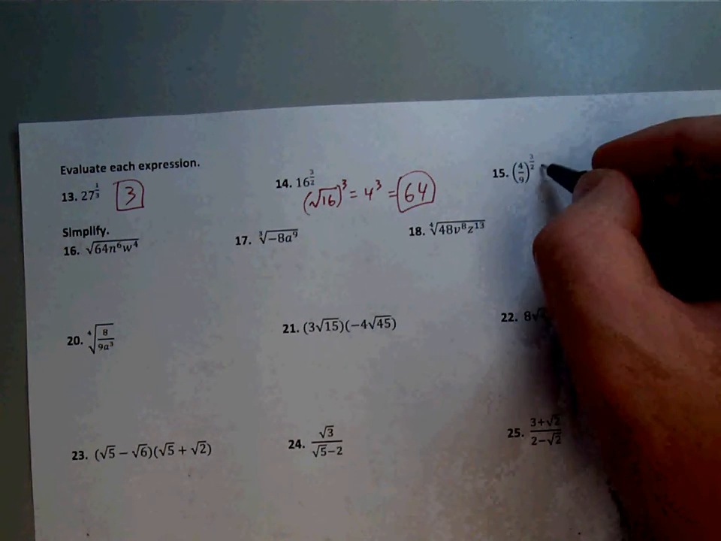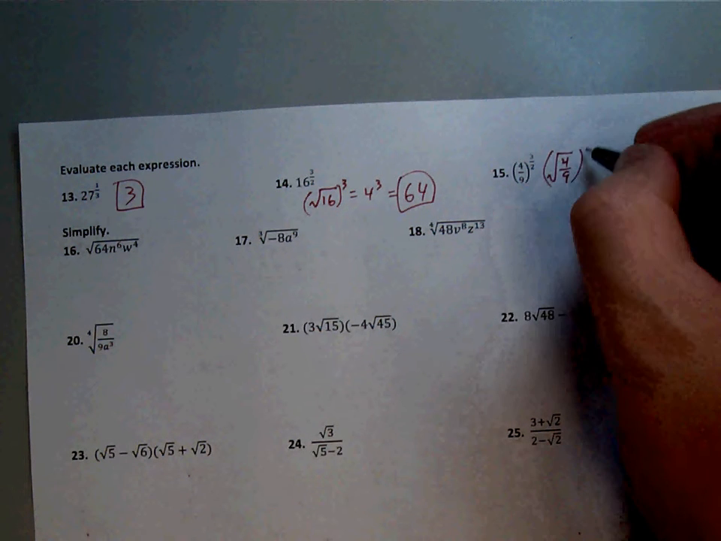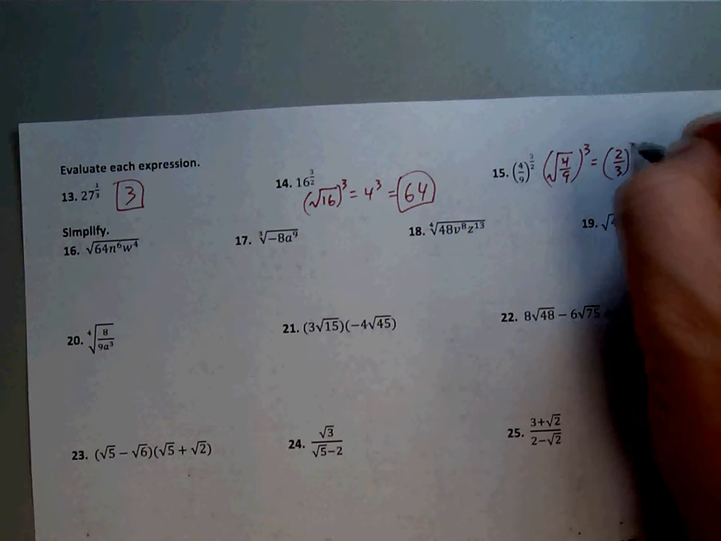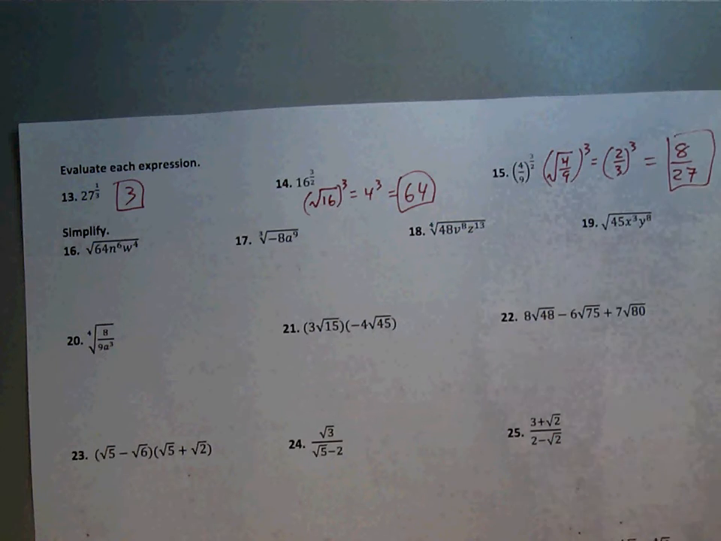4/9 to the 3/2. Look at the denominator is 2, so it's like a square root of 4/9, and the whole thing is to the 3rd power. Square root of 4/9, that's 2/3. Let's take the whole thing to the 3rd power. 2 to the 3rd is 8. 3 to the 3rd is 27, so 8 over 27.